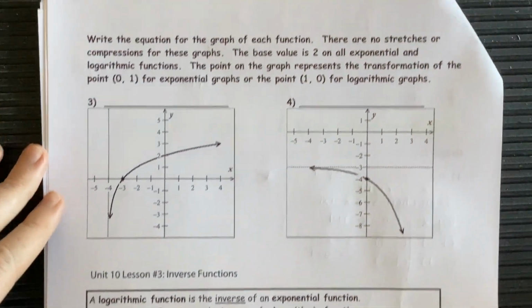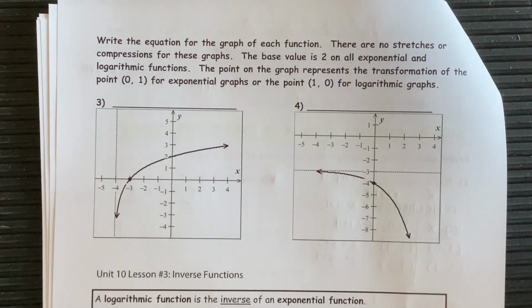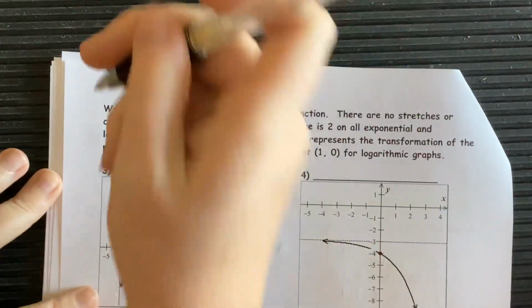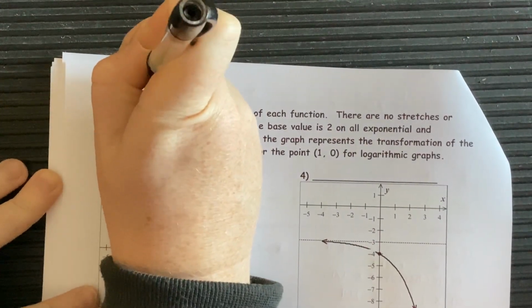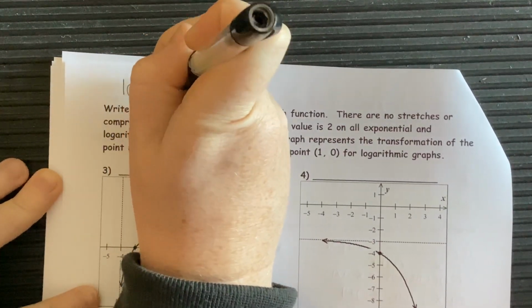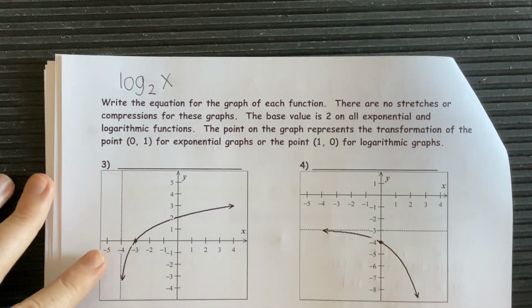All right, so the last thing is writing equations for the graph. So it says there's no stretches, there's no compressions. The base value of all of these is 2. All right, so you know that you're working with log base 2 of x. That is the parent function that we're using.